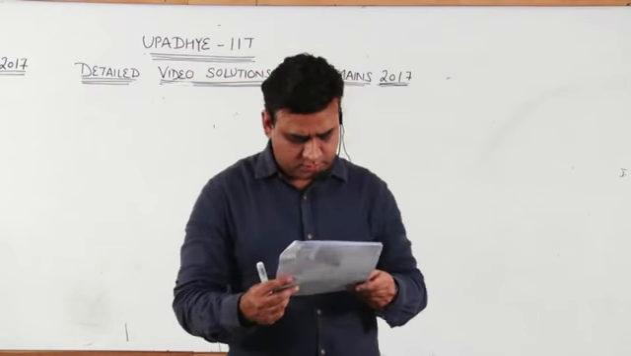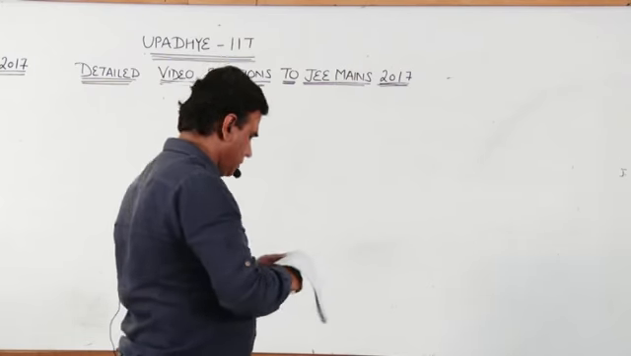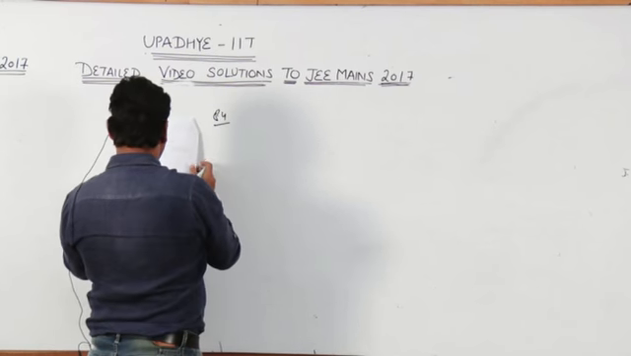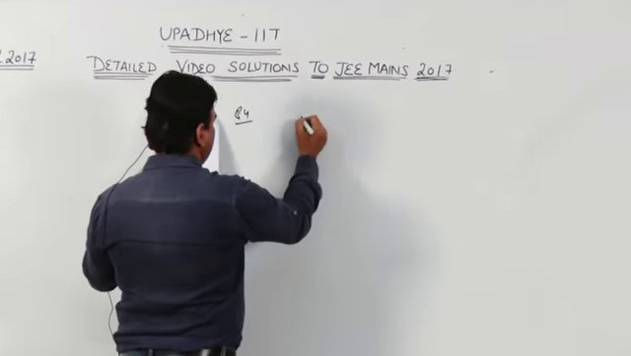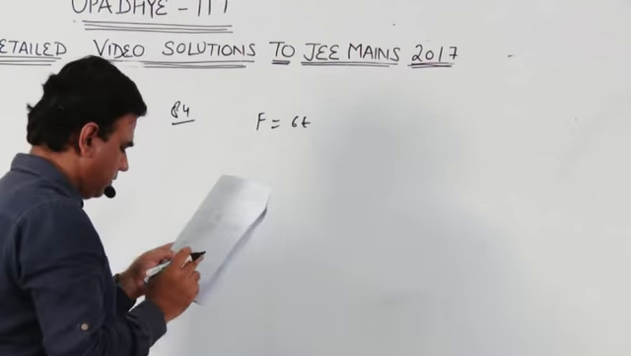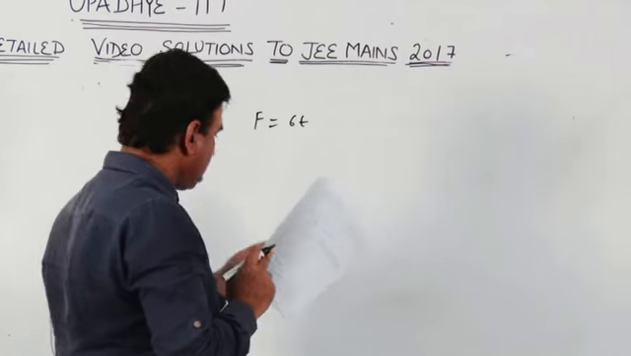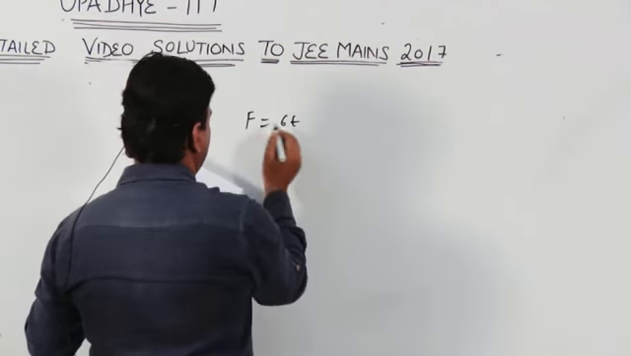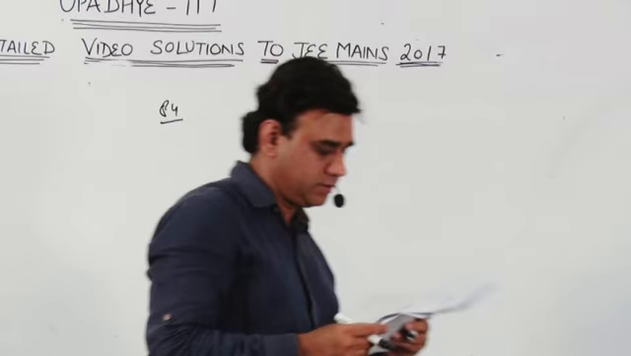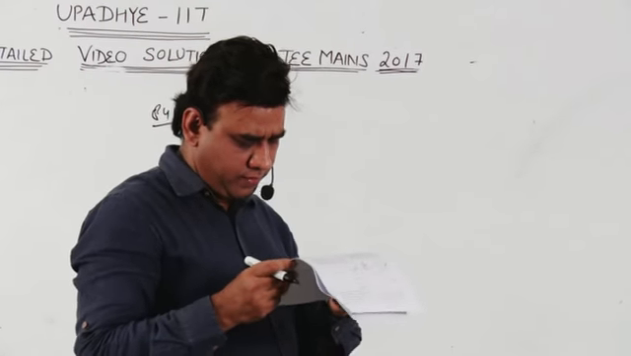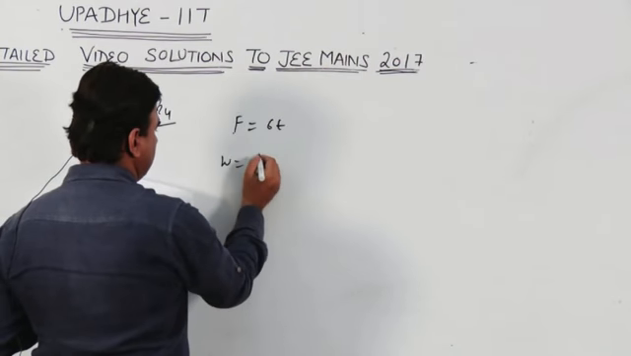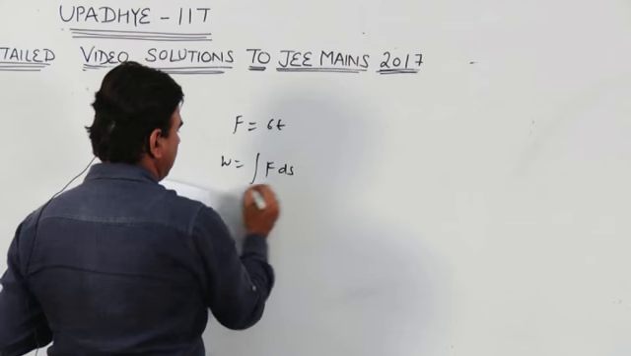Let's start with question number 84. This question is again based on mechanics, and it is given as 60. Generally, whenever we have to find work done, we have seen F given in terms of S, but this time F is given in terms of time, and we have to find work done. Since it is a variable force, work done equals the integral of F ds.